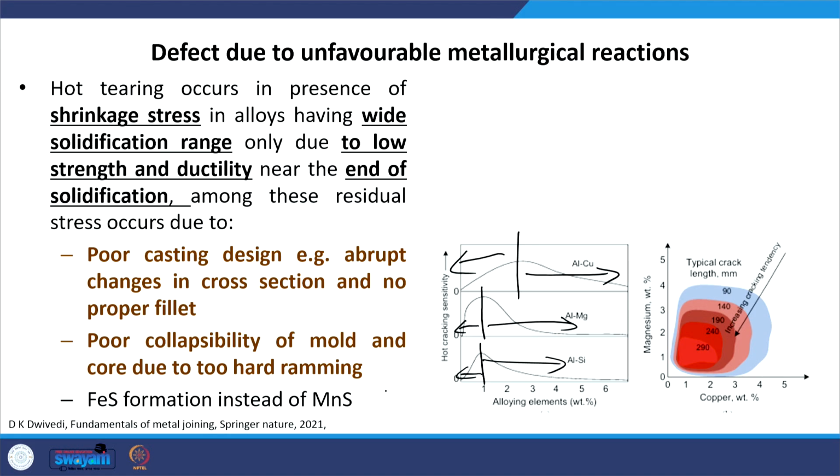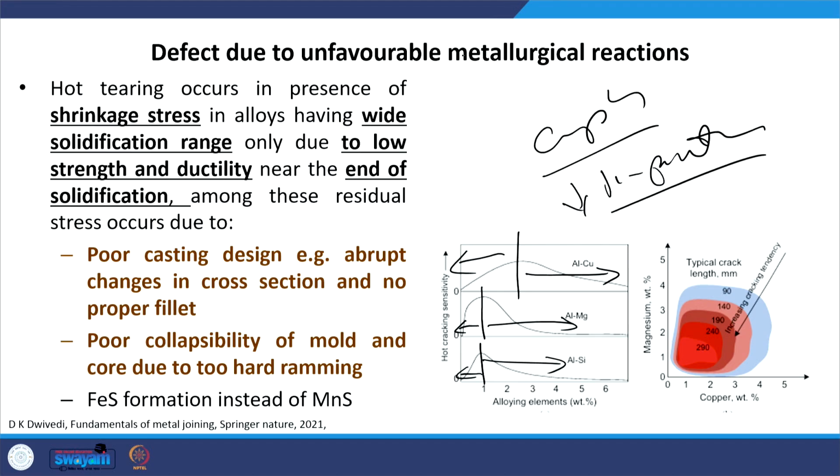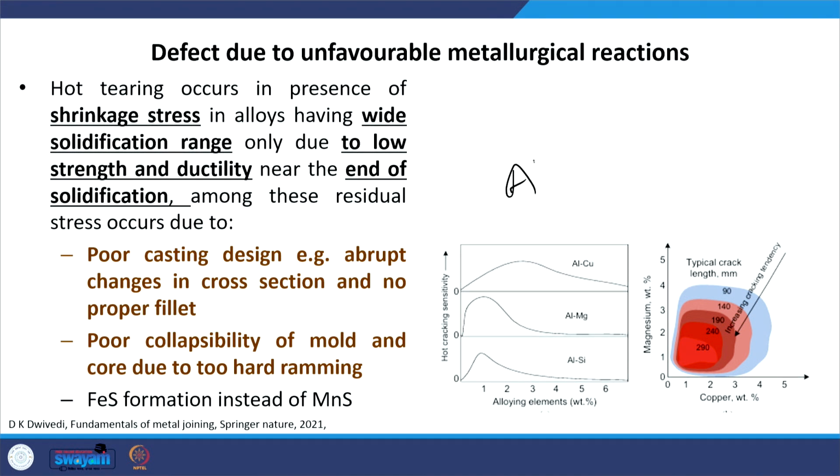So, the best way is to adjust the composition of the alloy or reduce the impurities. Then the solidification temperature range is minimized and hot cracking tendency is reduced. This is showing the typical case for the aluminum, copper, magnesium system.